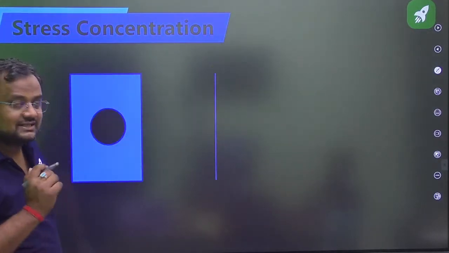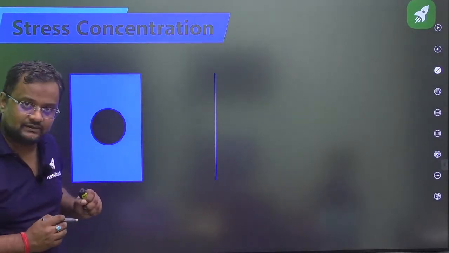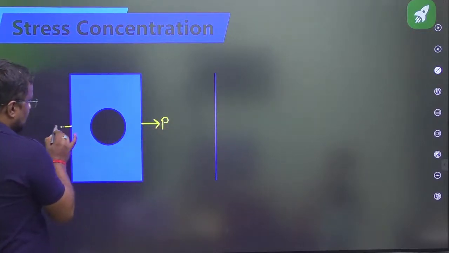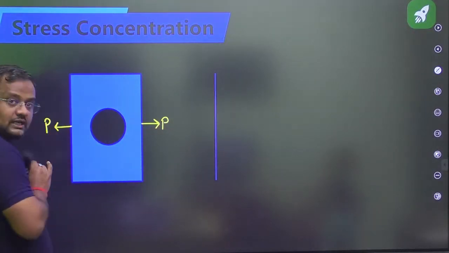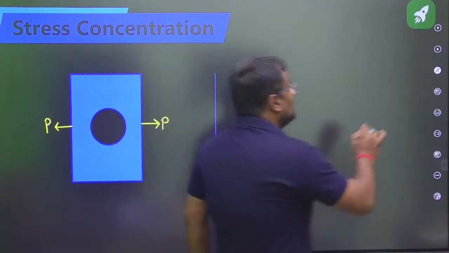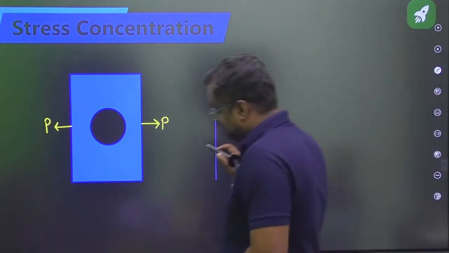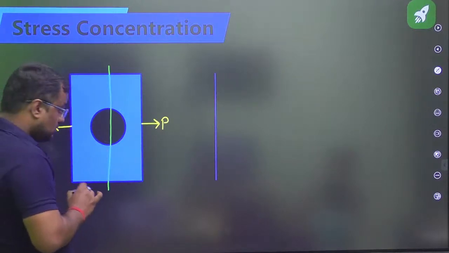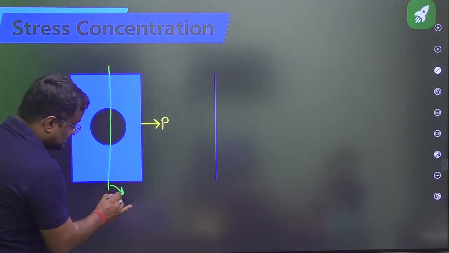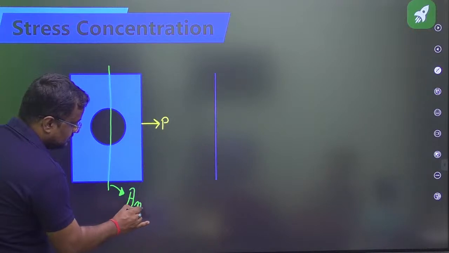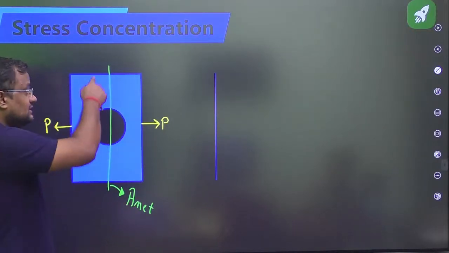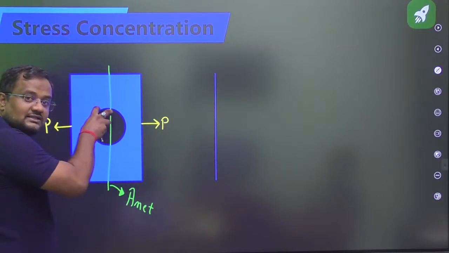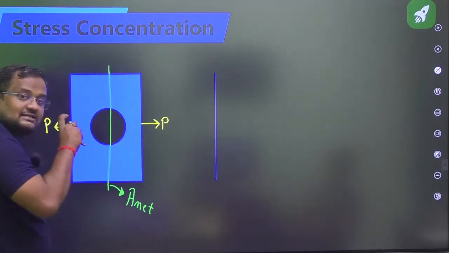Now what is stress concentration? Suppose the same plate, with the same force P and P applied here, and suppose I want to calculate the normal stress at this section. Suppose the net area of this section is A net. This A net means this whole area with the hole's area subtracted. The hole is here, and I have subtracted this area, so what remains is A net.